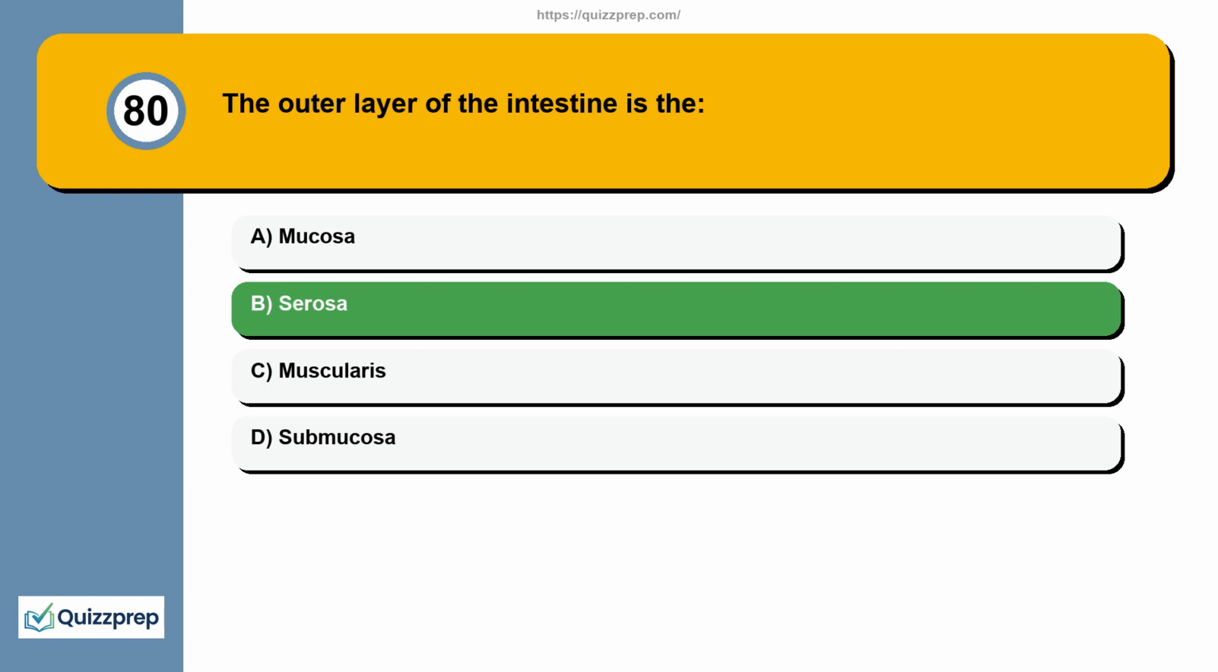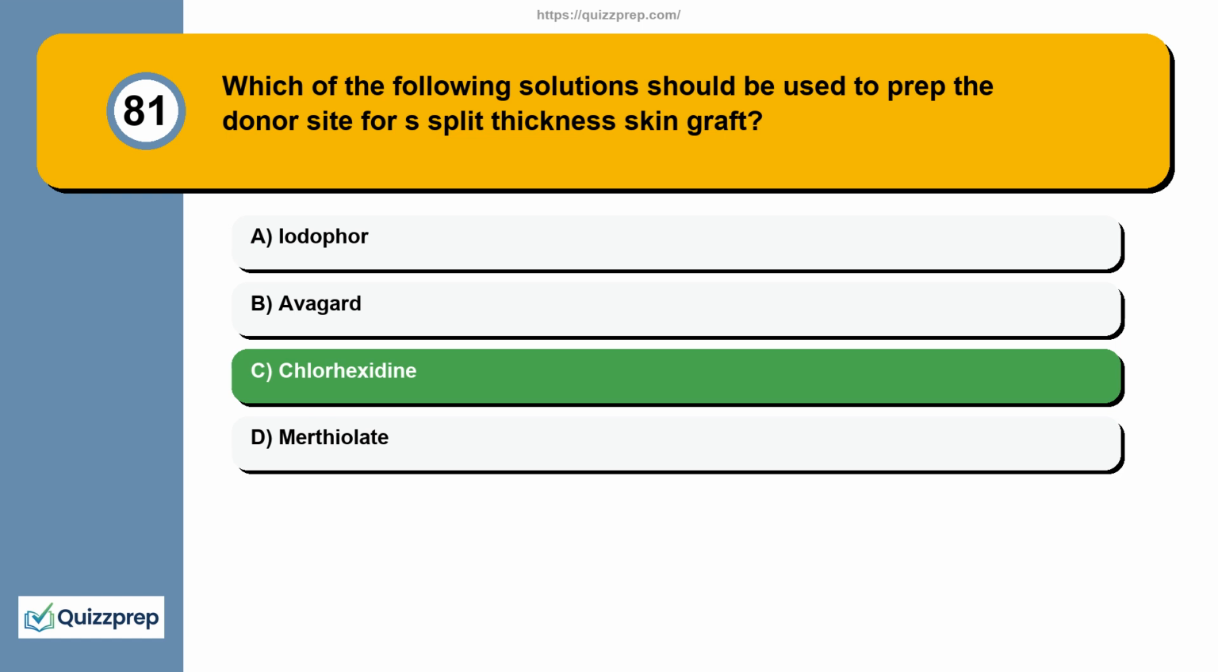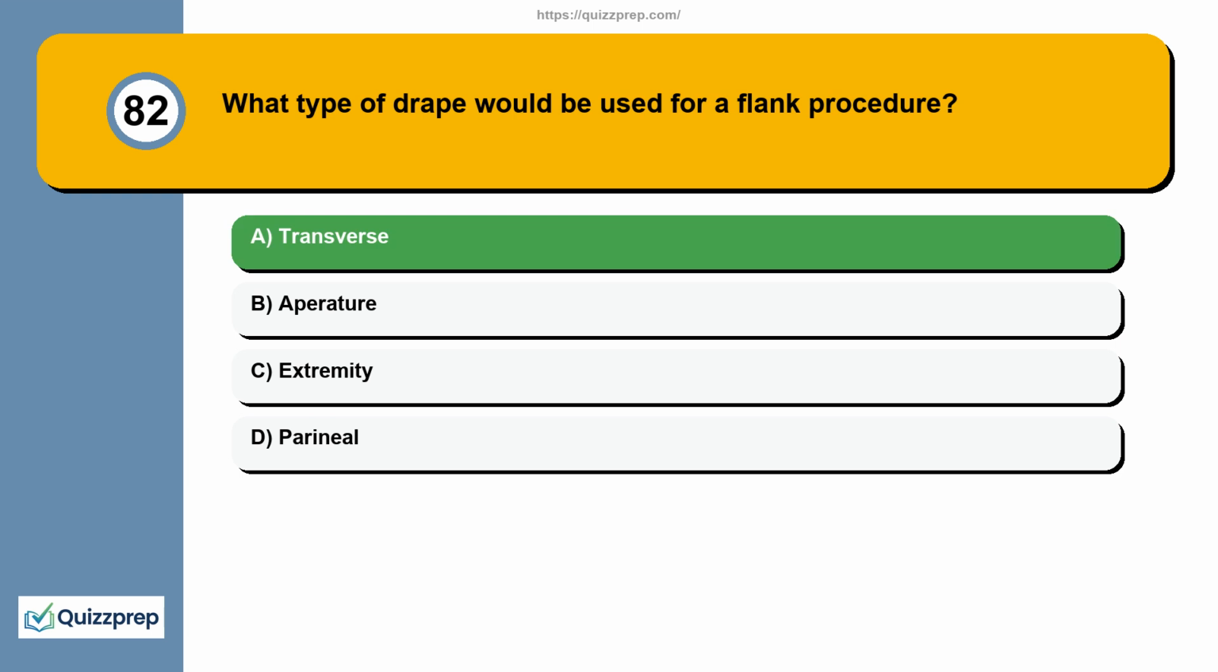Question 81. Which of the following solutions should be used to prep the donor site for a split thickness skin graft? Option A, iodophor. Option B, Hibiclens. Option C, chlorhexidine. Option D, Merthiolate. The correct answer is option C, chlorhexidine. Question 82. What type of drape would be used for a flank procedure? Option A, transverse. Option B, aperture. Option C, extremity. Option D, perineal. The correct answer is option A, transverse.